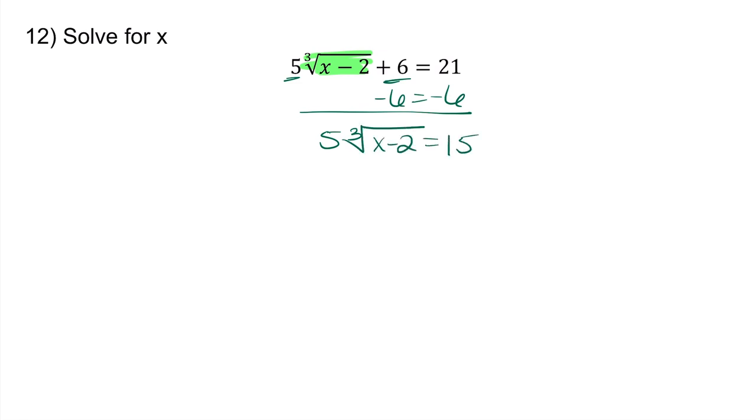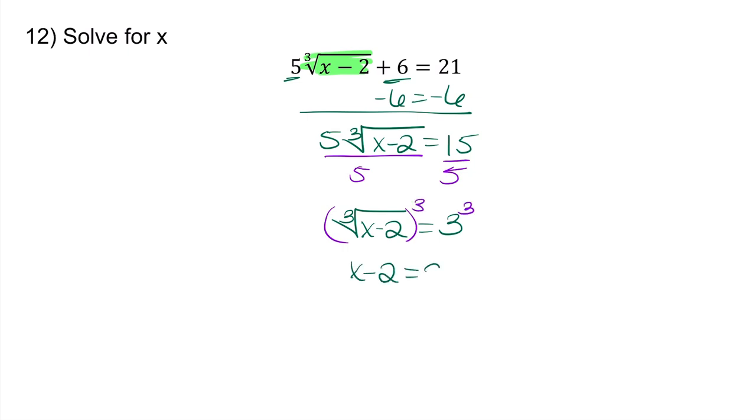Now, in order to get the cube root by itself, I need to divide both sides by 5. And so that's going to give me the cube root of (x - 2) equals 15 divided by 5, which is 3. Now, to undo the cube root, I'm going to go ahead and cube both sides. So when I cube both sides, I get x - 2 equals 3^3, which is 27. And now to get x by itself, I'm going to go ahead and add 2 to both sides. So when I add 2 to both sides, I get x equals 29. And that is the answer.